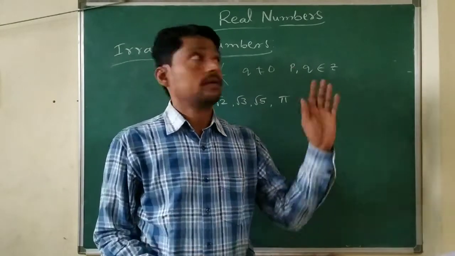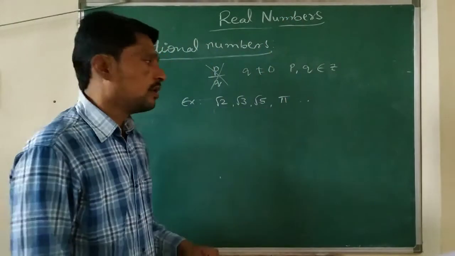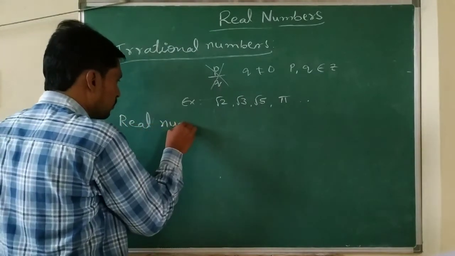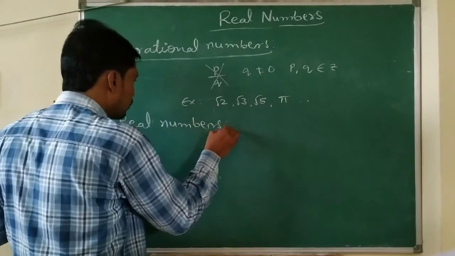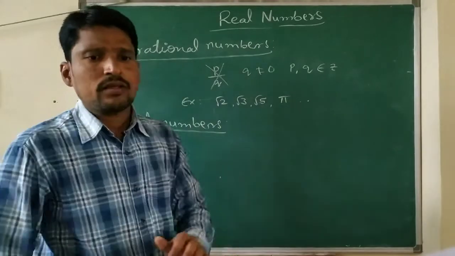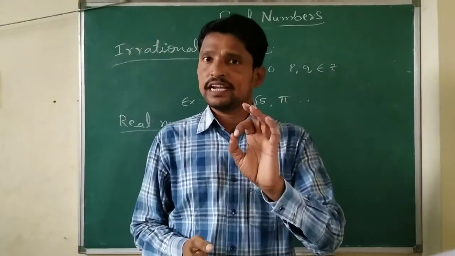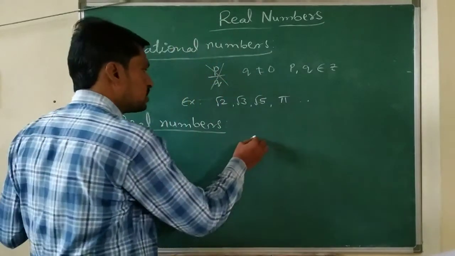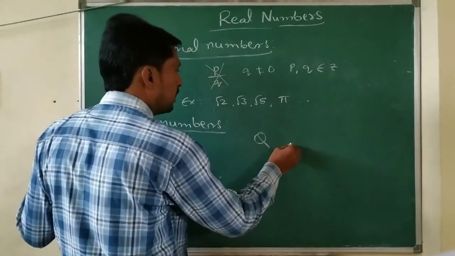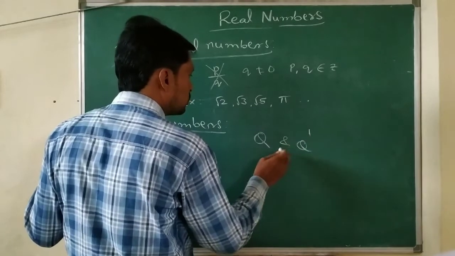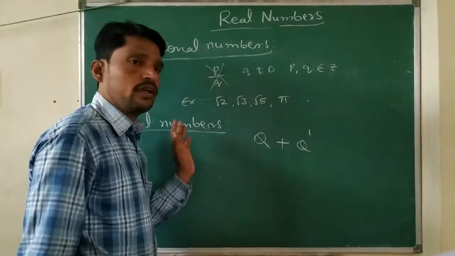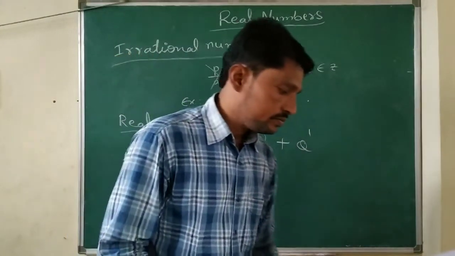Now our topic, real numbers. Now we will discuss real numbers. What are real numbers? The combination of rational and irrational numbers is called real numbers. Rational numbers are denoted by Q, and irrational numbers by Q dash. So the combination of rational and irrational numbers is called real numbers.